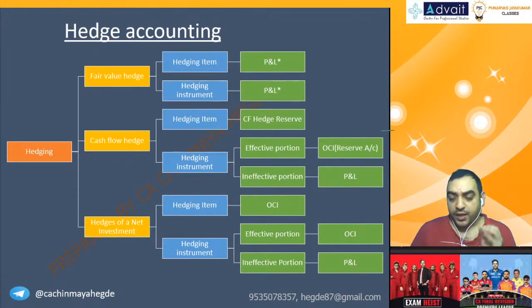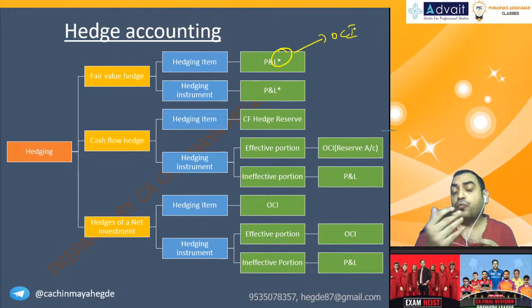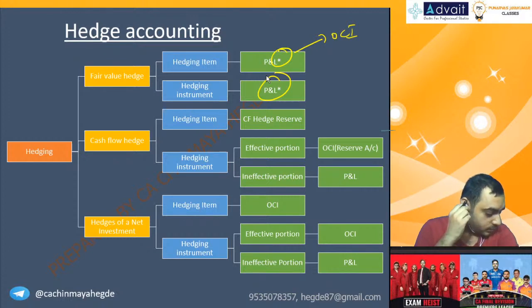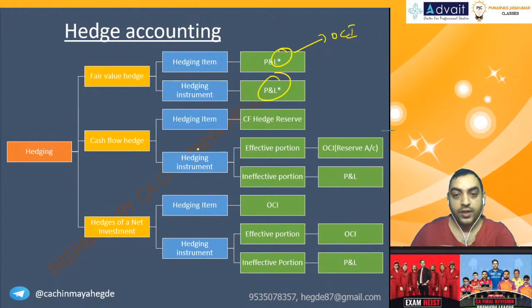Let us come to the accounting part. Accounting part, fair value hedge, very simple. For fair value hedge, the hedging item as well as the hedging instrument, the fair value change, both will go to P&L account. One star is there because suppose the hedging item goes to OCI, like an investment in the nature of FVTOCI. Where will you transfer it? You don't transfer it to P&L account, right? You transfer it to OCI. So the hedging instrument also you transfer to OCI. Basically a matching concept. Okay. Next.